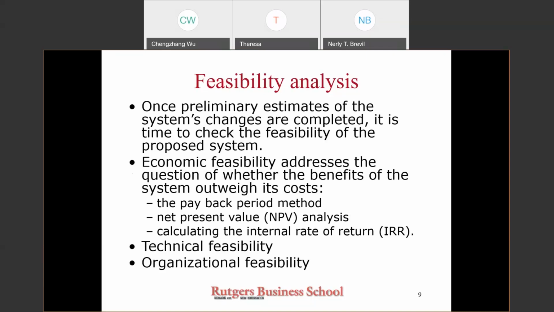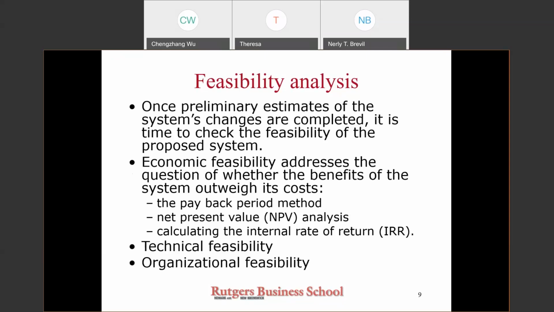Economic feasibility addresses the question of whether the benefits of the system outweigh its cost. Economic feasibility is an issue that is revisited through the system development lifecycle. If at any stage in the system development lifecycle, it becomes apparent that the benefits will not outweigh the cost of developing and using the system, the project would be abandoned.